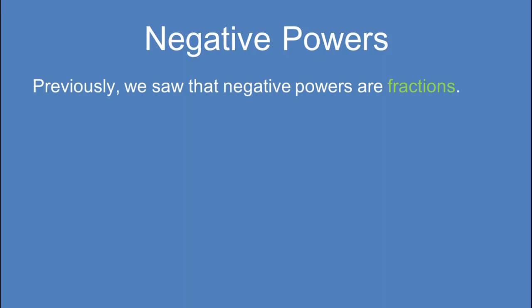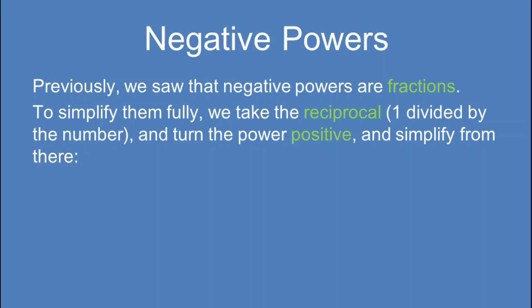Now let's move on to negative powers. Previously, we saw that negative powers are fractions. To simplify them fully, we take the reciprocal, and turn the power positive, and simplify from there. As an example, 5 to the power of -3, we can put it into a fraction of 1 over 5 to the power of 3, and simplify it to 1 over 125.